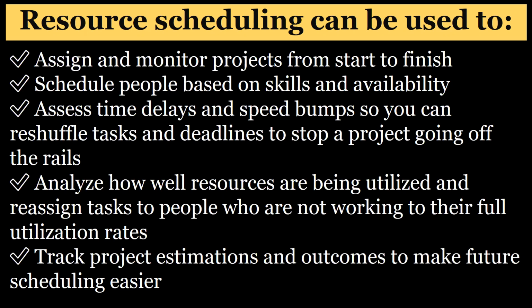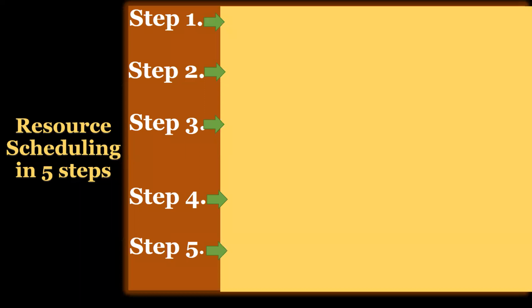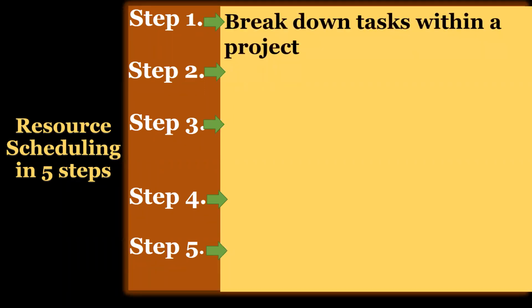So we move on to the 5 steps of resource scheduling. First, you need to break down tasks within a project. That is your first step. You need to figure out what tasks you need to tackle on a project. Start by looking at the project as a whole and then breaking down each part into individual tasks.